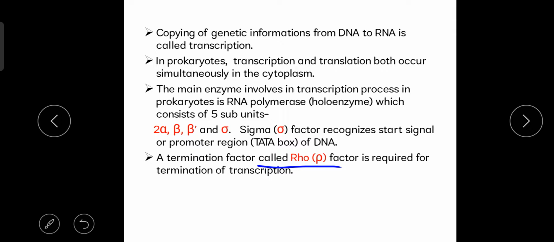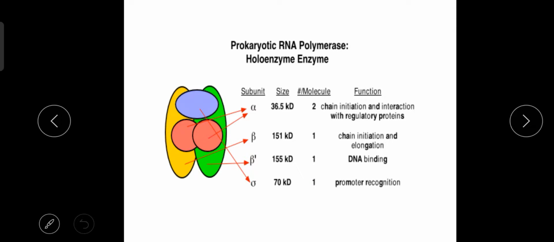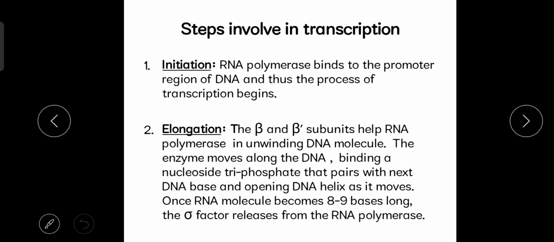Now move to our next slide. Here you can see the structure of the RNA polymerase of the prokaryotic cell. These two round structures are the alpha subunits, so there are 2 alpha subunits. The yellow one is the beta subunit, the neon green one is the beta prime, and this purple circle is the sigma factor. These are the components of the RNA polymerase. Now the next slide.